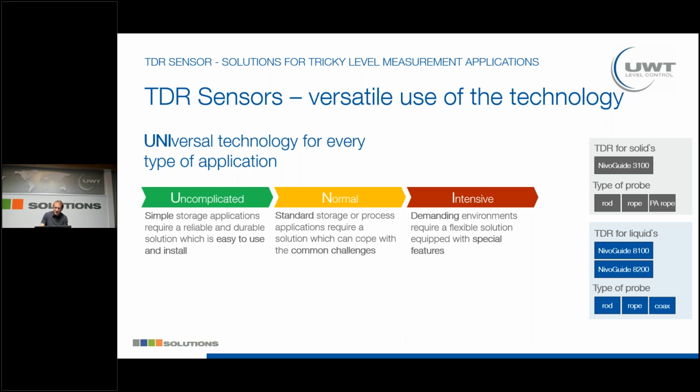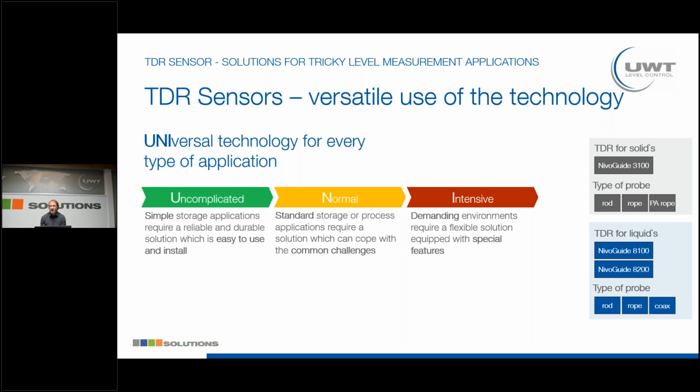And the third type are the very intensive applications, where we maybe have an interface measurement, high temperatures, high pressures, and when we need a quick reaction time, maybe you have installations inside the tank like mixers or something else, you can also use the TDR technology in those types of applications.